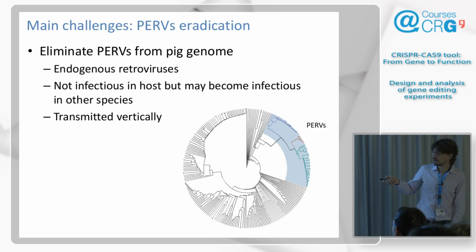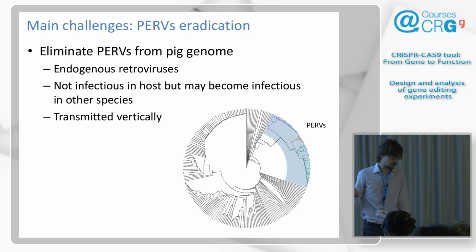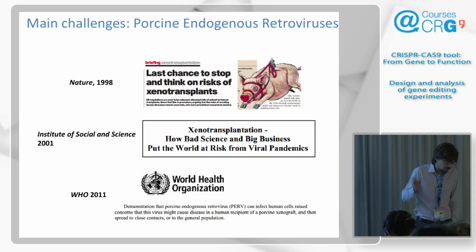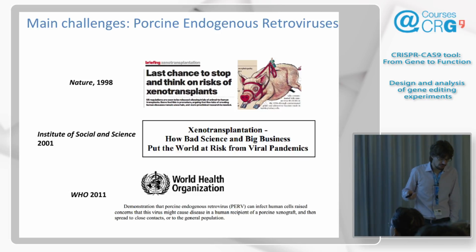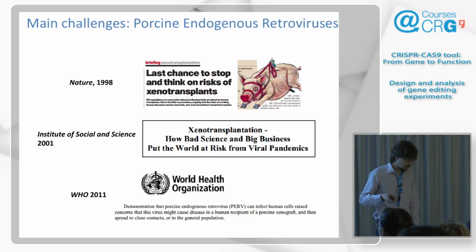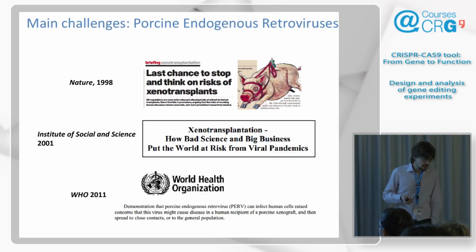This is a phylogeny of the different retroviral elements of the pig genome. We see this very clear cluster. There is some controversy. Some people thought that this was a big threat in the past. Actually, it really stopped many clinical trials, and many big clinical programs from Genzyme and others, to use pig tissues for therapy.